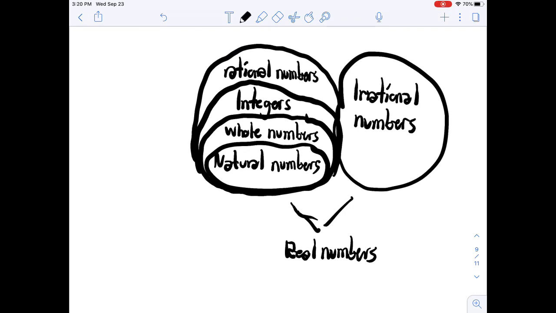Here is another way of organizing the different types of numbers. So we have natural numbers, which are included in whole numbers, which are part of integers, which are part of rational numbers, and then irrational numbers is just its own category, and then all of these are part of the real number system.